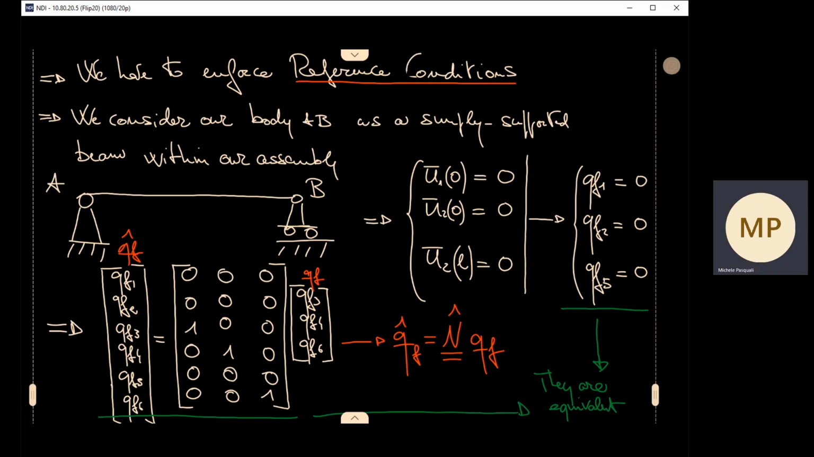So all of this thing of the reference condition is a way, again, to enforce, to limit the capability of deformation of our body due to the fact that our body is connected to other bodies. So QF 1, 2, and 3, due to the fact that it is connected to other bodies, cannot have values different from 0. And a way to enforce this is actually writing this matrix equation here. And these are what are called reference conditions. Okay, so these are the reference conditions.